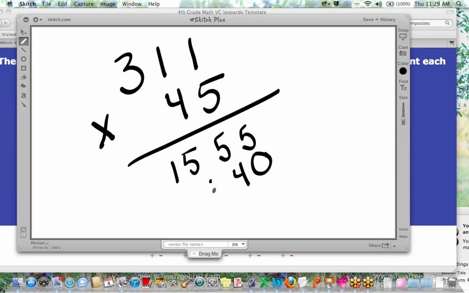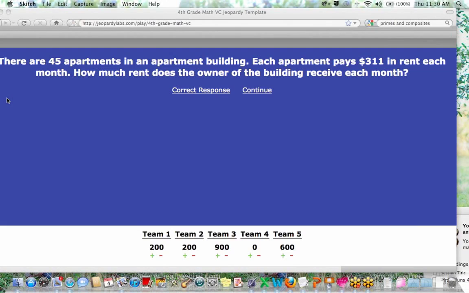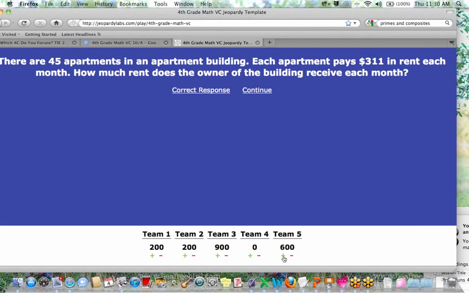4 times 1 is 4. And 4 times 3 is 12. And I got to add it all up. And remember, we're talking about money, so can't forget my dollar sign. 5 plus 0 is 5. 5 plus 4 is 9. 5 plus another 4 is 9. 1 plus 2 is 3. And then just carry my 1 down. So the answer was 13,995. All right. And Will, you buzzed in first with that one? So there you go.